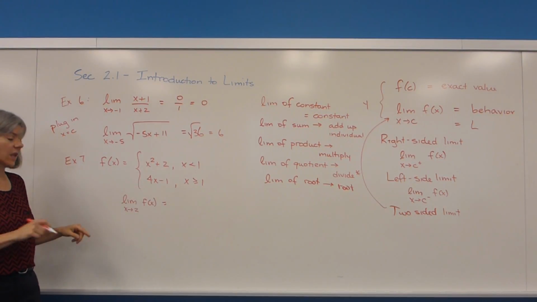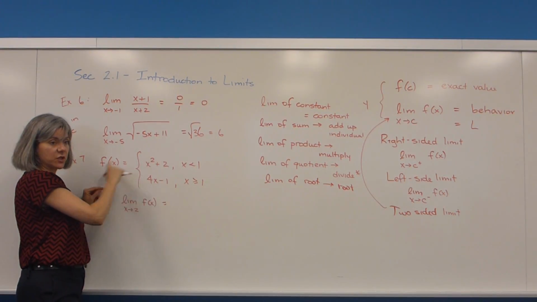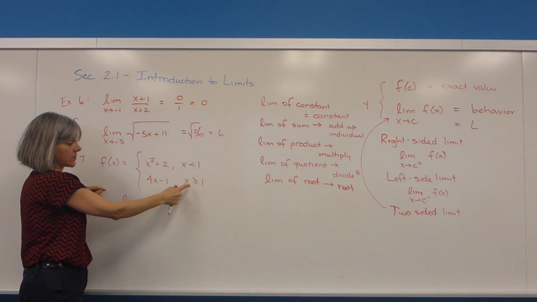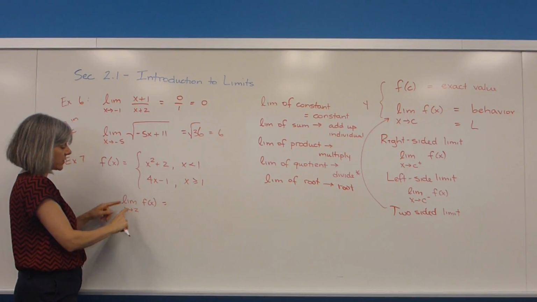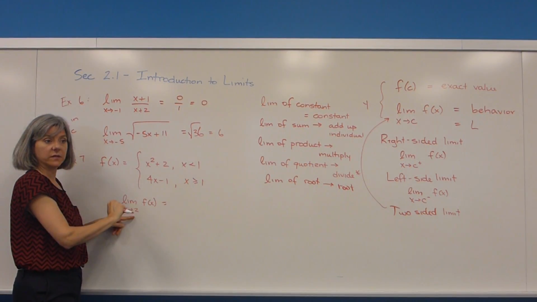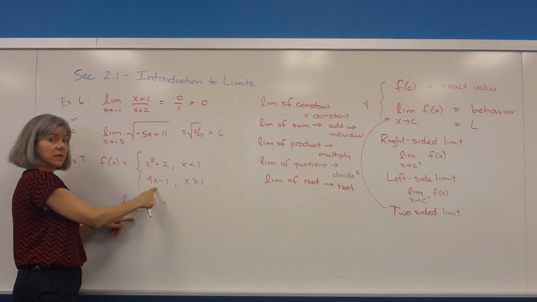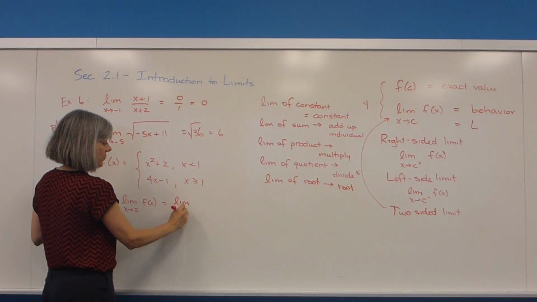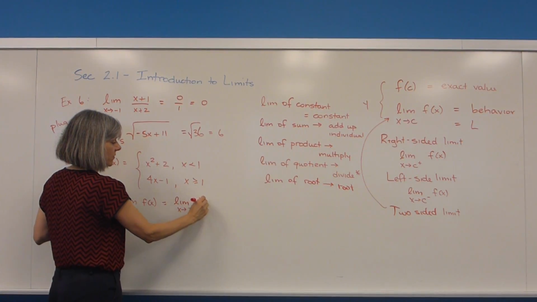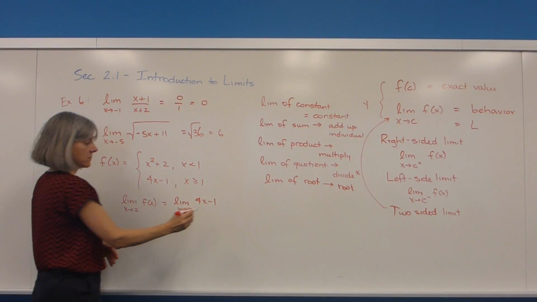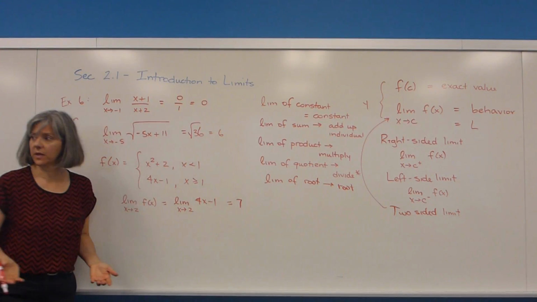Yes? I didn't get that. So I have defined this function 2 ways. If x is less than 1, it looks like this. If x is greater than or equal to 1, it looks like this. So if I'm interested in x going to 2, which of these categories does that fall in? This one. So that means I'm going to use this definition. Okay? So then this would be the limit as x approaches 2 of 4x minus 1. Plug in. Is that a regular number?